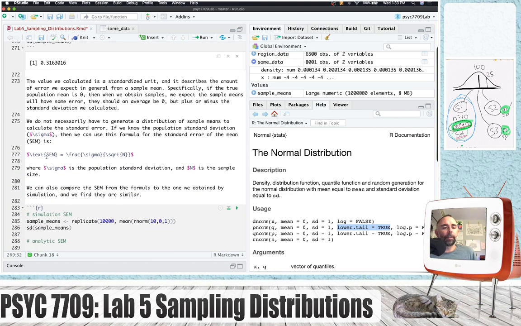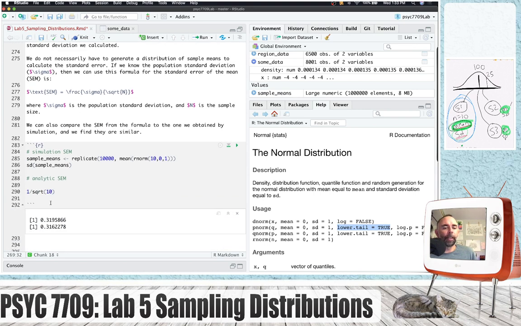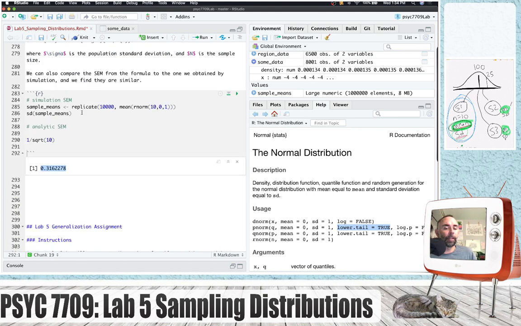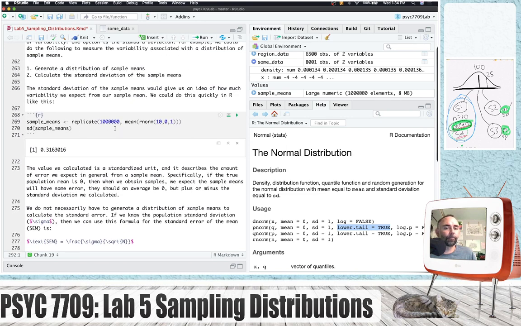When we go and use the formula, which is basically the standard deviation, which is 1, that is the standard deviation of the population that we're defining in the normal distribution function, divided by the square root of 10. 10 is the sample size. And what do we get when we do that? We get 0.3162278. So this is the true expected value. And the calculated value that we had was 0.3163, which is very, very close, based off of the simulation. I'm going to return this to 10,000.